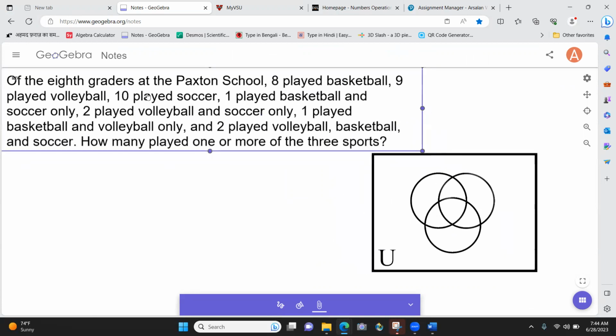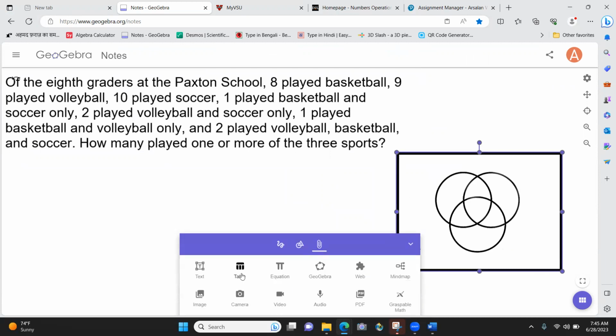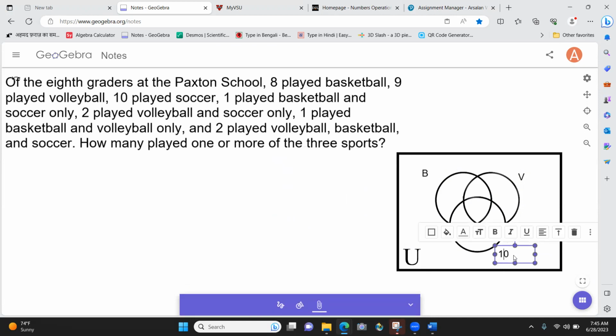We have a school, Paxton High. 8 played basketball. So we have 3 sports. Basketball, 9 played volleyball, and 10 played soccer. Okay. These problems are a little challenging. This is the height of challenge that we'll encounter in this class here. Okay. Soccer, 10. Okay. What does that mean?